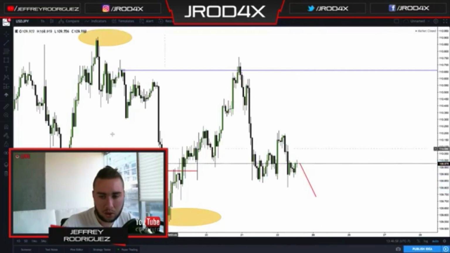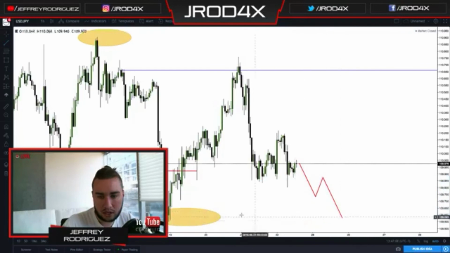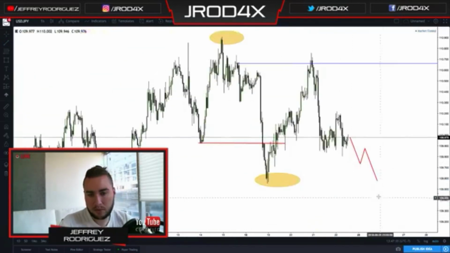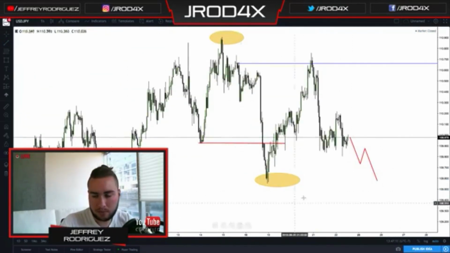So we make a lower low. Like initially we trade lower, just wait for the market to push back up into structure, and then you can sell that and then target this low back here, ultimately below here.